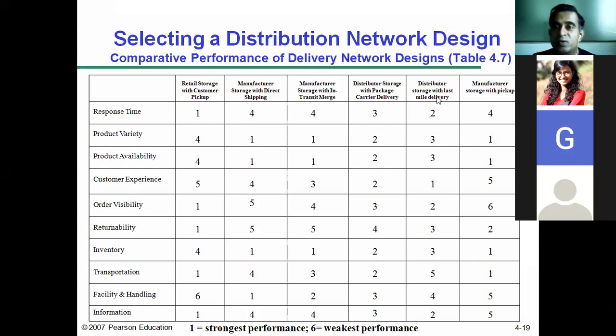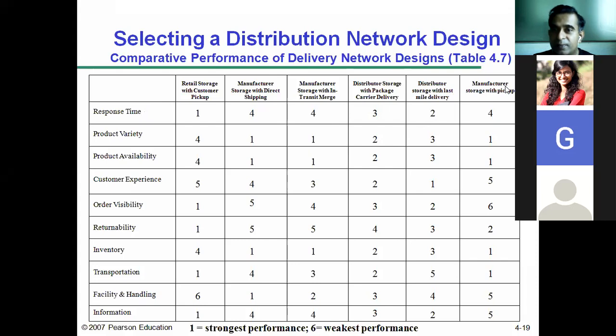Then distributor storage with last mile delivery. The product reaches home, but it is not delivered by a package carrier like Federal Express or Blue Dart. Home delivery is made by the intermediary himself, like LPG distribution in India, I can recall. So it performs second highest. The response time is much better compared to the other options.